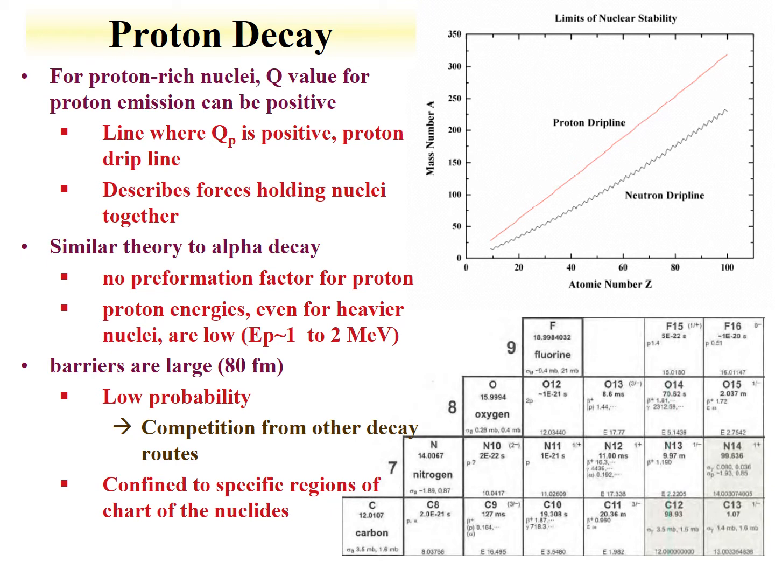The decay theory of proton decay can be similar to alpha decay. However, there's no pre-formation factor for a proton, right? For the alpha particle, we need to have two protons, two neutrons get together. For the proton, well, the proton's just sitting there. But the other difference is that proton energies, even for heavy nuclei, are relatively low, 1 to 2 MeV. So this means that the barriers are pretty large, and the probability of penetrating those barriers is generally low. We need to go to some pretty exotic areas of the chart of the nuclides to explore these decays.